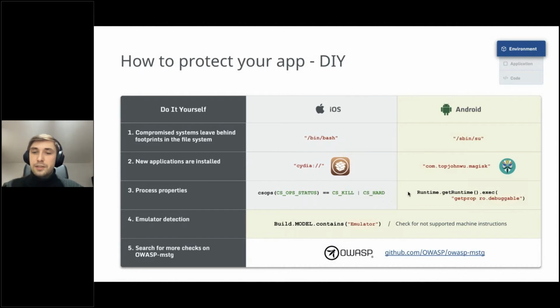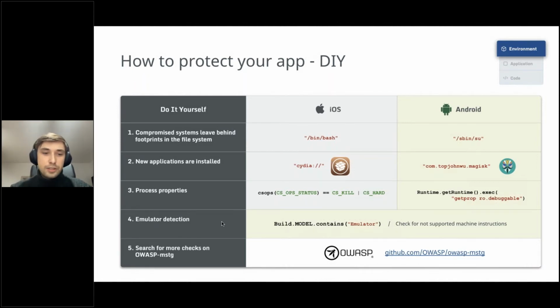It looks a bit different on Android, but there is also a way to check for properties. You can check if debugging is enabled for the system-wide operations. So if debugging is enabled for any app inside Android, then you can be sure that you're running on a rooted Android device.